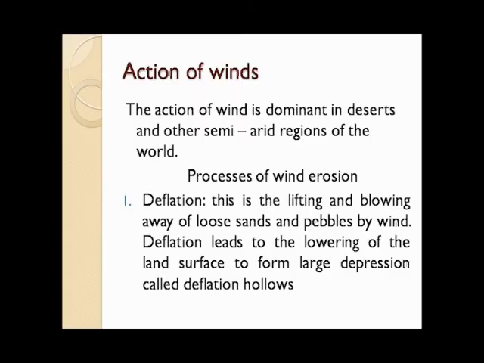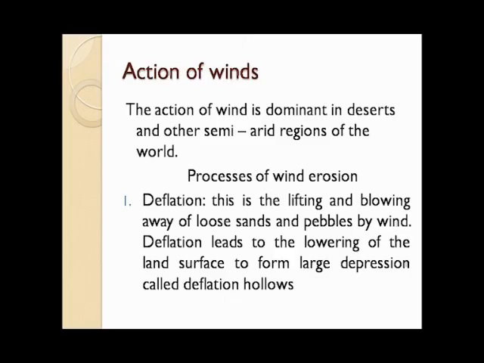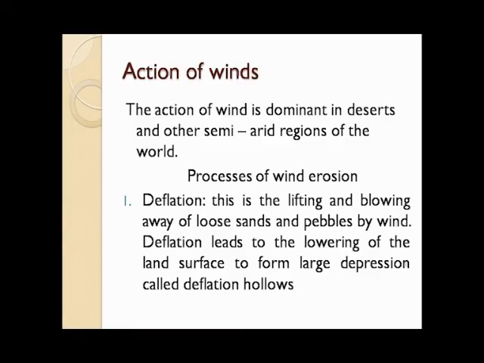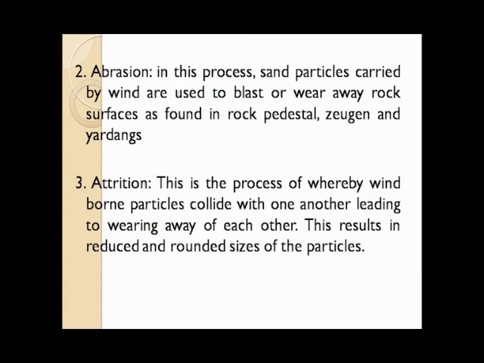Let's look at the action of winds. When the wind blows, what are the resultant effects on the immediate environment? Now, the action of wind is dominant in deserts and arid or semi-arid regions. There are processes of wind erosion, so we are going to look at them one after the other. Number one process of wind erosion is deflation. Another one is abrasion. And we have attrition.